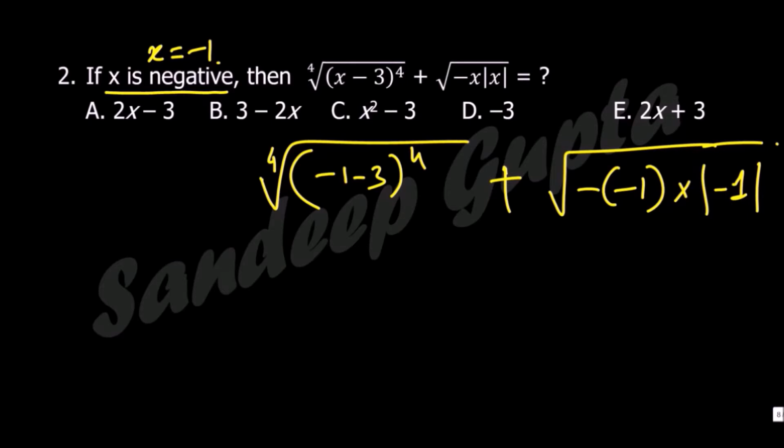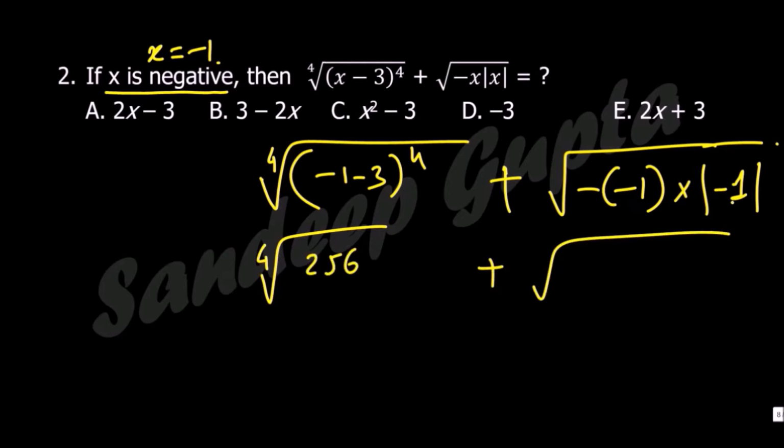And 4 to the power 4, if you don't directly know, you say 4 square is 16, and 16 into 16 will then become 256. So fourth root of 256 plus this will be minus into minus is plus, and mod is always positive. So this is root of 1. Fourth root of 256 on the GMAT, remember, will not be minus 4. It will only be plus 4.